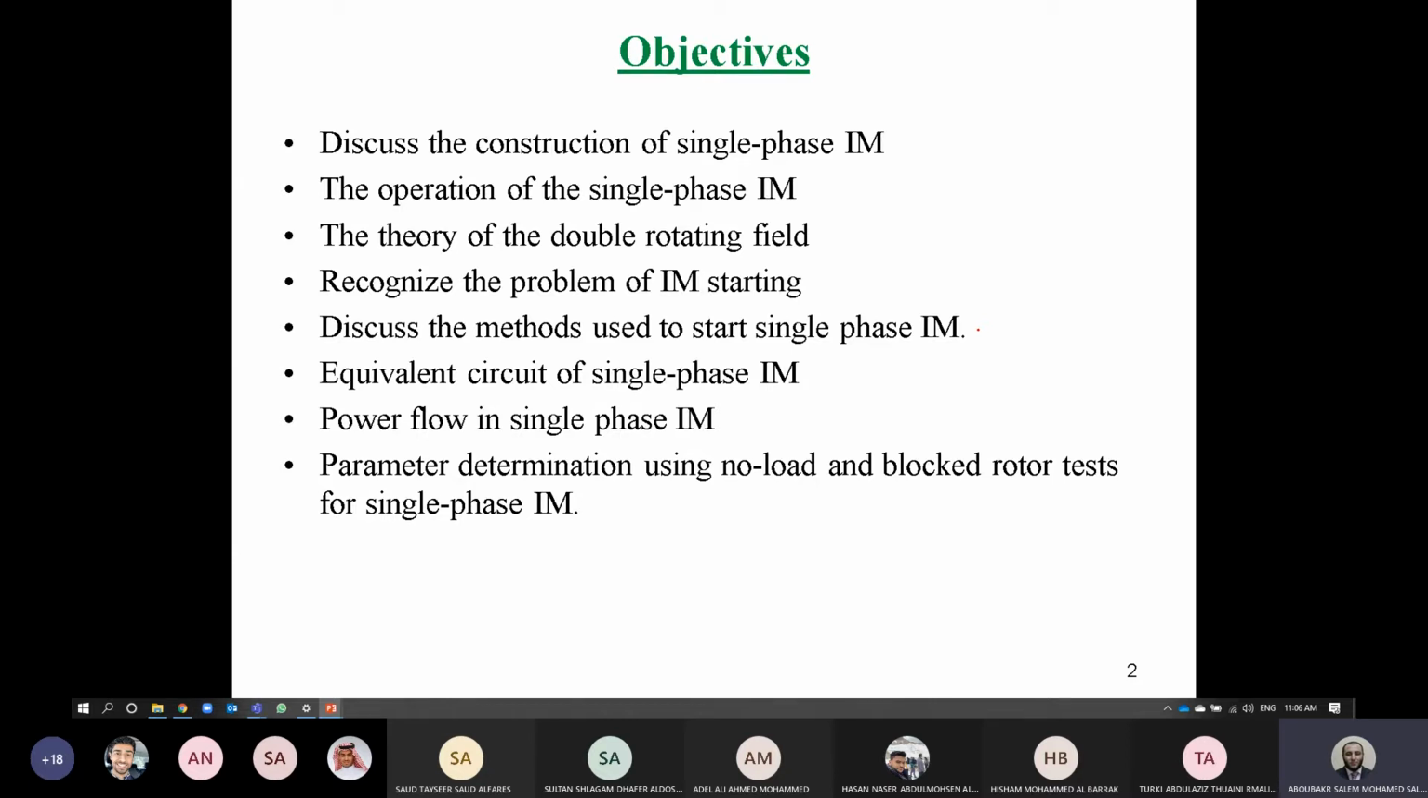So we had four or five starting methods. Each method has a name that is the same as the motor name. For instance, we have the shaded pole method, so the name of the motor is shaded pole induction motor. We have capacitor start, so we have capacitor start induction motor, and so on.